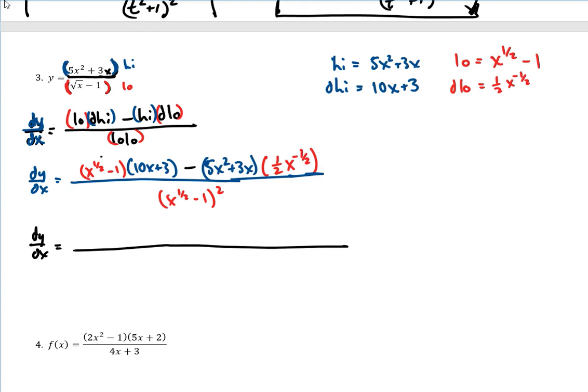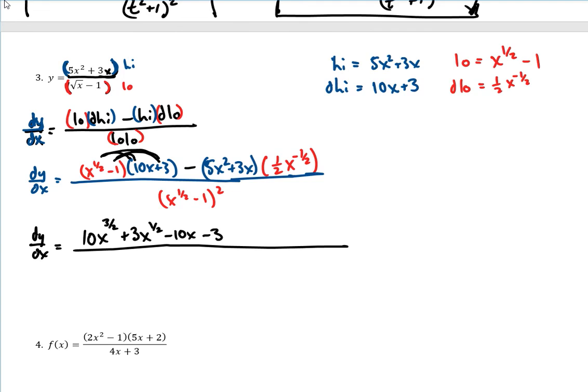Here I would need to FOIL. Okay, so the x to the 1/2 multiplies the 10x. That would be 10x to the 1/2 plus 1, which is 3/2. And then x to the 1/2 multiplies the 3, so that would be positive 3x to the 1/2. Then the negative 1 also distributes, so that would give us negative 10x, and it would also give us minus 3.